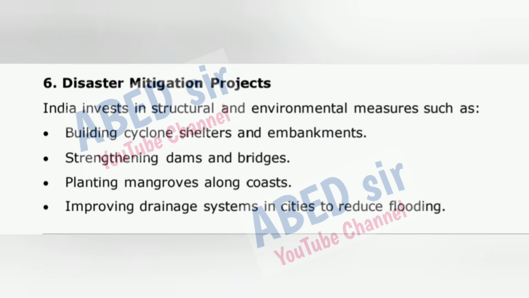6. Disaster mitigation projects. India invests in structural and environmental measures such as building cyclone shelters and embankments, strengthening dams and bridges, planting mangroves along coasts, improving drainage systems in cities to reduce flooding.